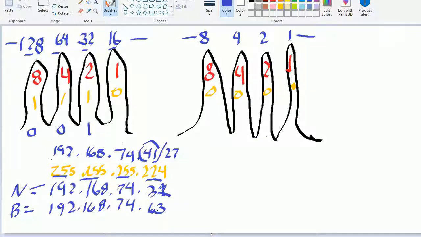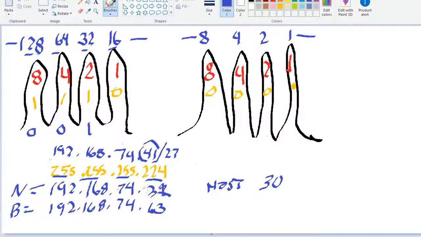There's our broadcast. Now again, to figure out how many hosts per subnet, it's as simple as 1, that's off, 2, 4, 8, 16, 32 is the first bit of the subnet mask. So 32 minus 1 would give us 30 hosts per subnet.